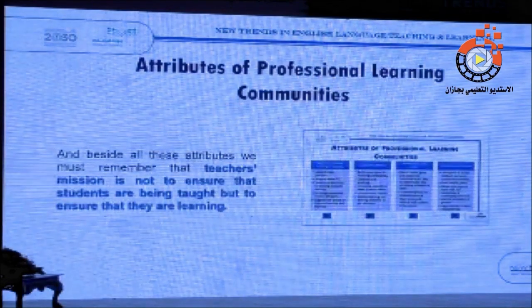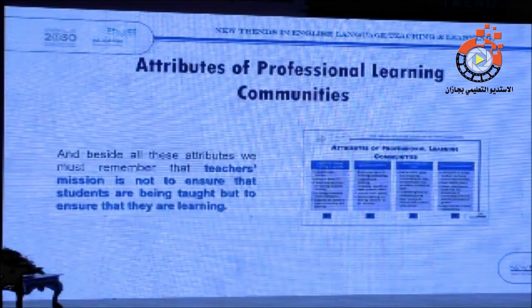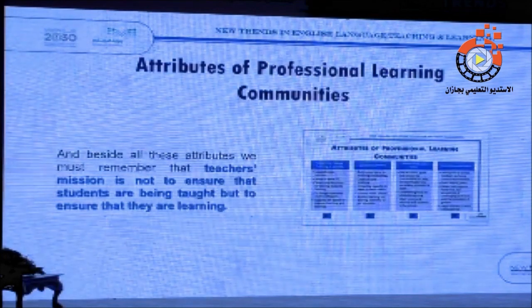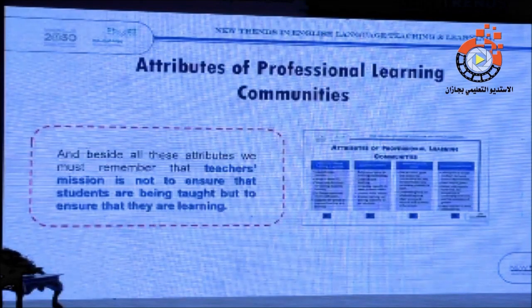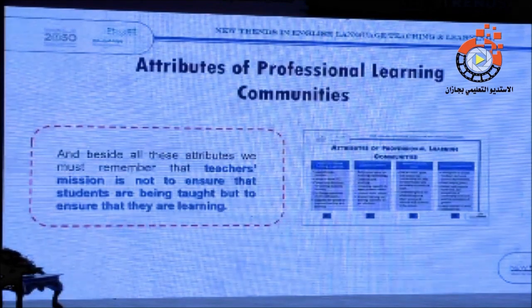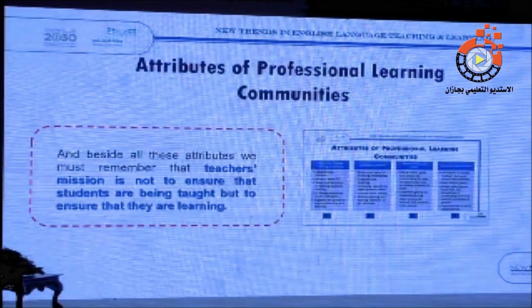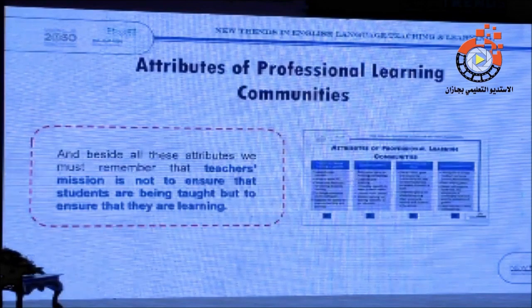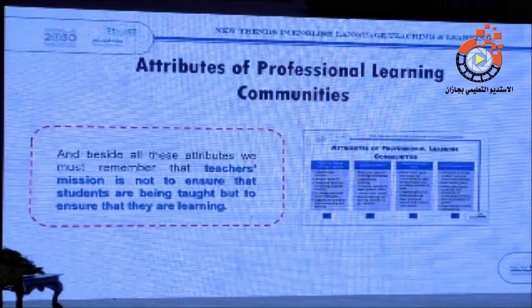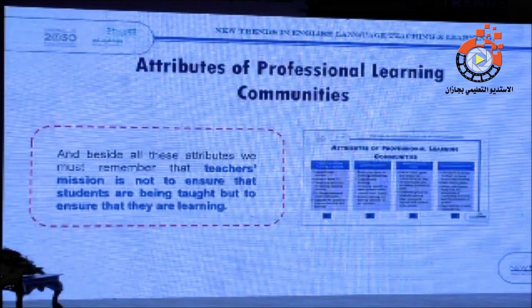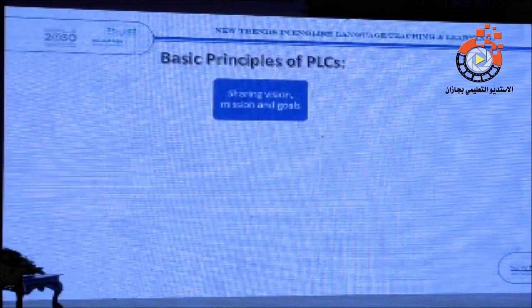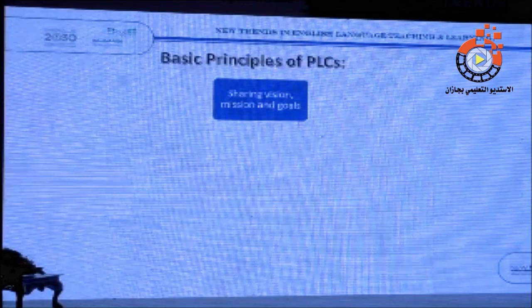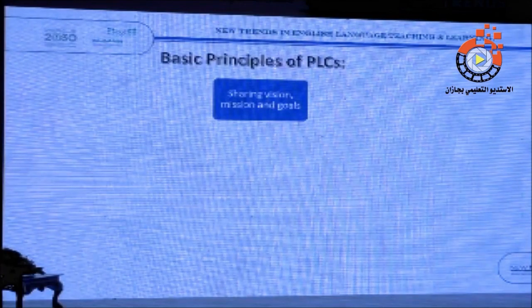And look, beside those attributes, we have one important thing: teachers' mission is not only to ensure that students are being taught, but also they must ensure that students are learning. We have to know that our students must learn while we are teaching. Don't just give the class, then go outside without knowing whether students are learning or not learning.